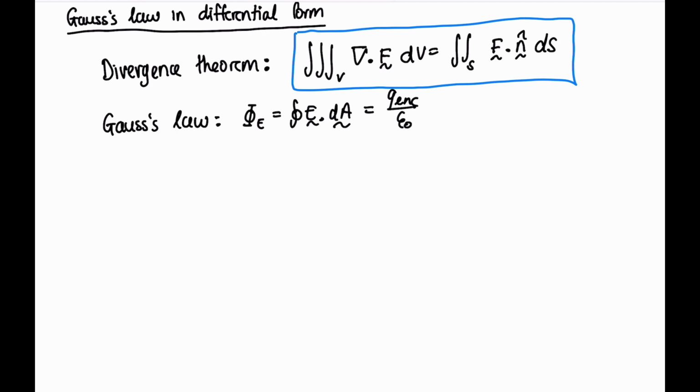So the divergence theorem is a way to relate a volume integral of the divergence of a field to the surface integral of the dot product between the field and the normal.